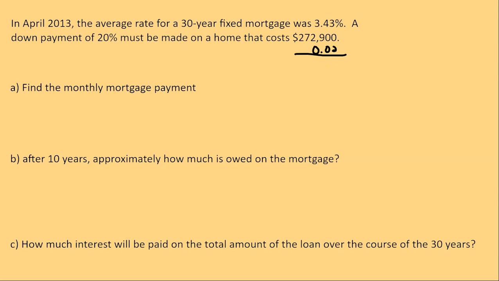20% of $272,900 is $54,580. So, of course, to get the amount that we need to be figuring the mortgage on, we need to subtract $54,580 from the beginning amount, or the cost of the home.